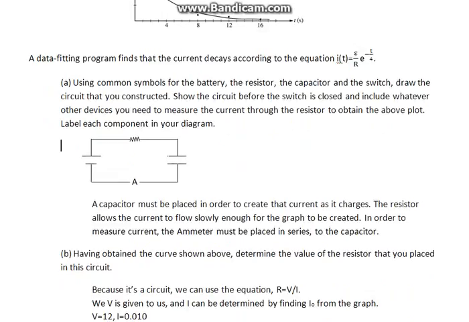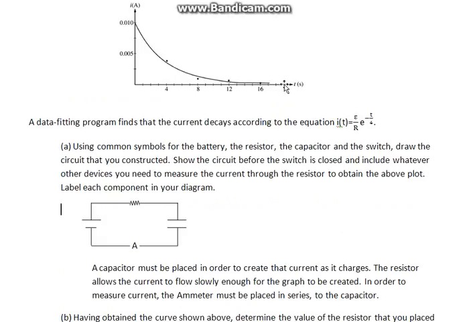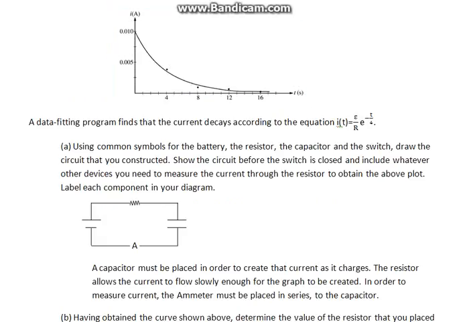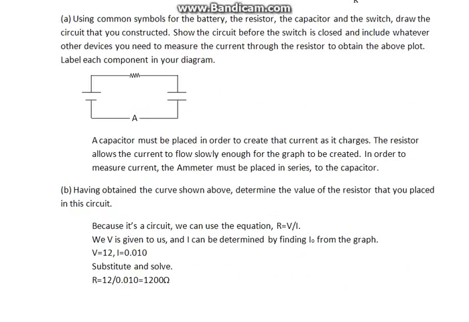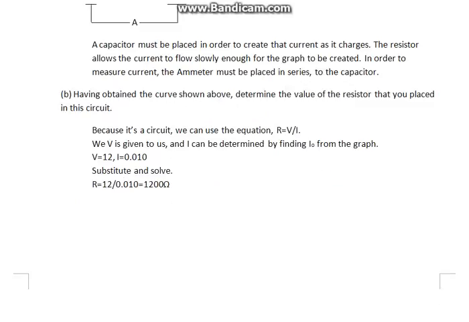So, the capacitor must be placed here with the battery in order to create a current as the capacitor charges. The resistor must be placed someplace in the loop in order for the graph to be shown, otherwise it would simply dip quickly. The ammeter must be placed in series with the capacitor in order to measure the current.